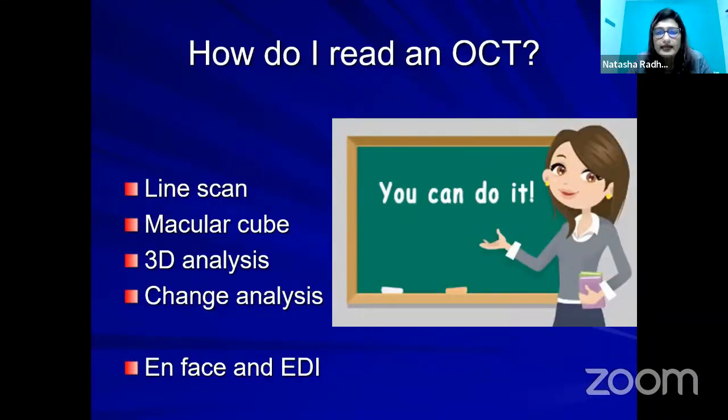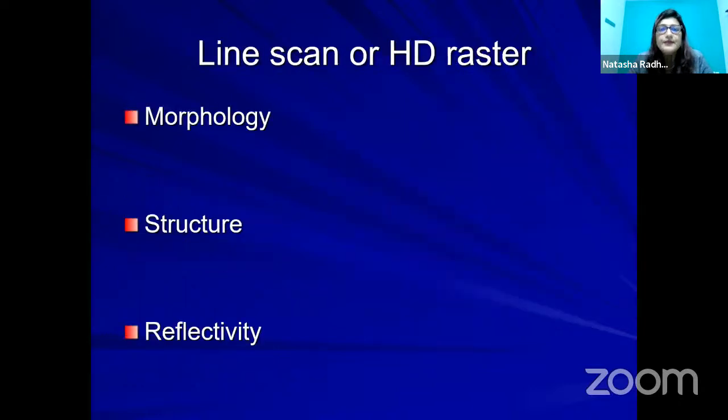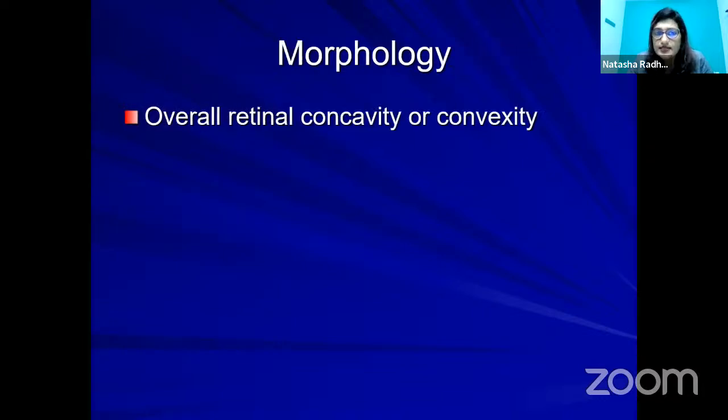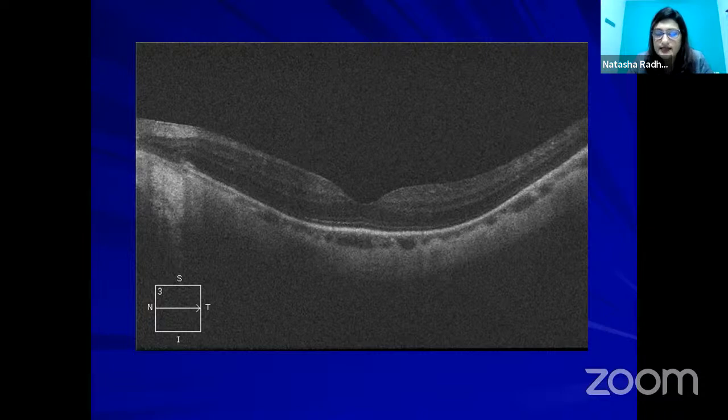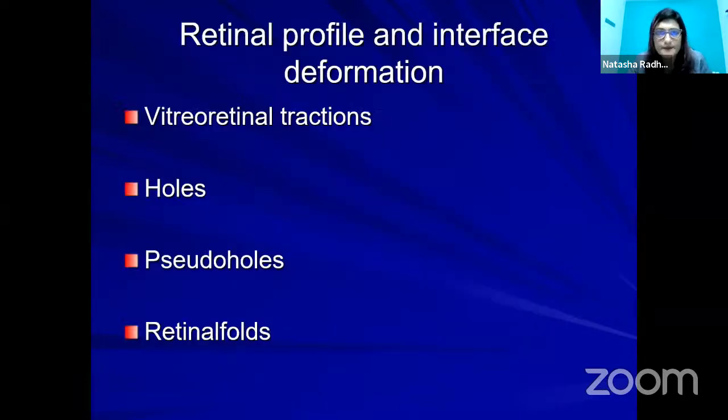Now let's go to reading an OCT. So you have to read a line scan, a macular cube, 3D analysis, change analysis, and there is also EDI and SS OCT. The line scan on the HD raster is best to give you the morphology, structure, and reflectivity. The morphology is the overall retinal concavity or convexity. For example, here you can see that there is a dipping down of the retina, which signifies that there's some amount of staphylomatous change. Otherwise, it will be straight where you are seeing the retina.